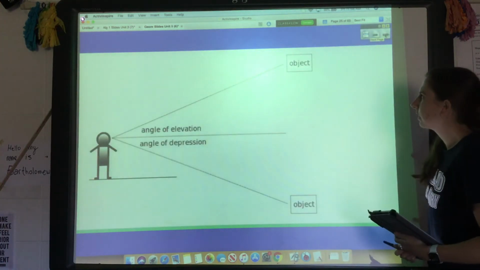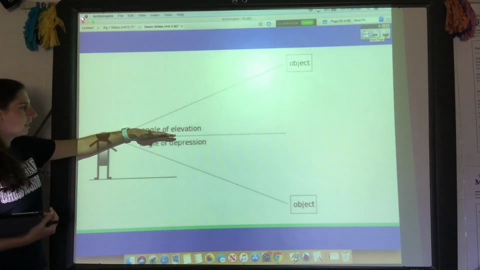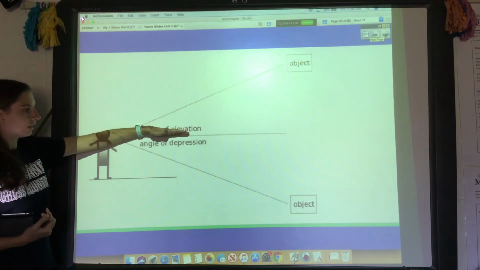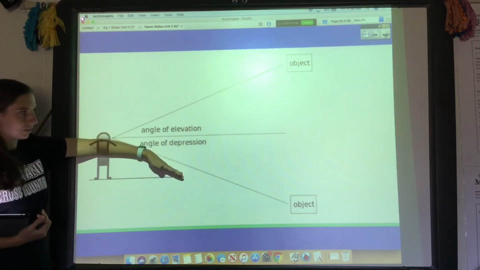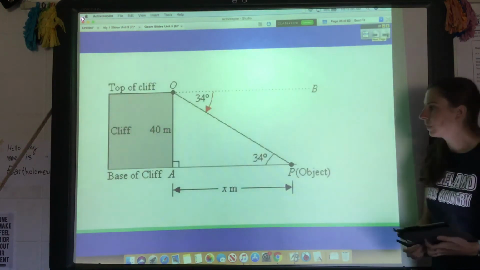Here's another example. If this is your eyesight, your angle of elevation would be up to some object, whereas your angle of depression would be down. Or here's another example.